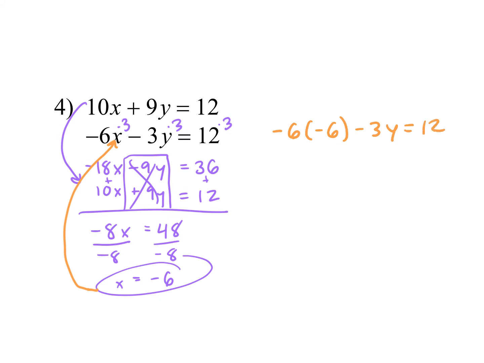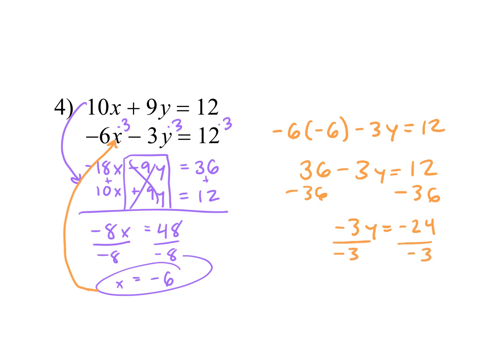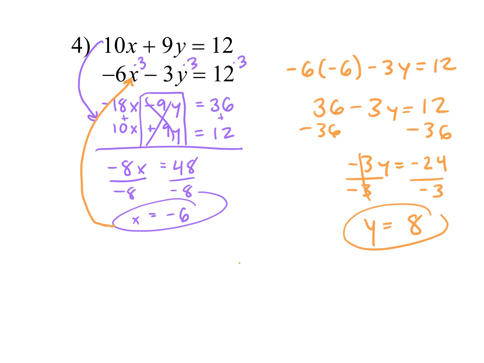What should I do first? Multiply. So what's negative 6 times negative 6? 36 minus 3y is equal to 12. What's next? Subtract 36 from both sides. So negative 3y is equal to negative 24. And then divide by negative 3. So it's negative 24 divided by negative 3. 8. And how do I write my answer? Negative 6, comma 8.